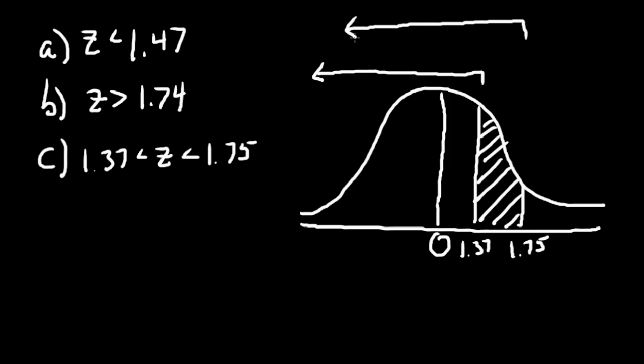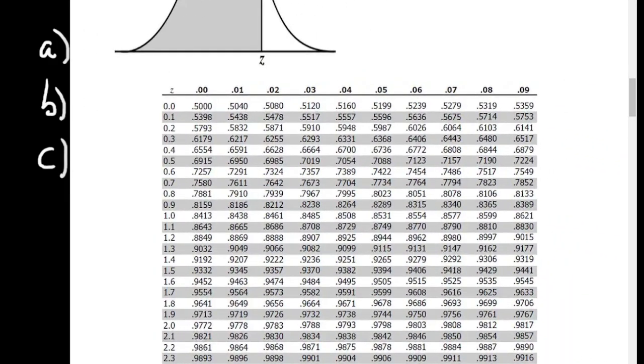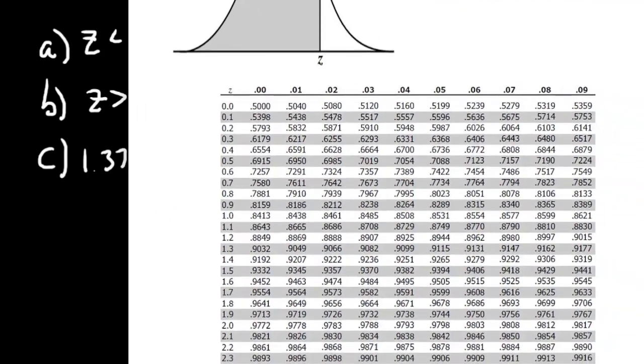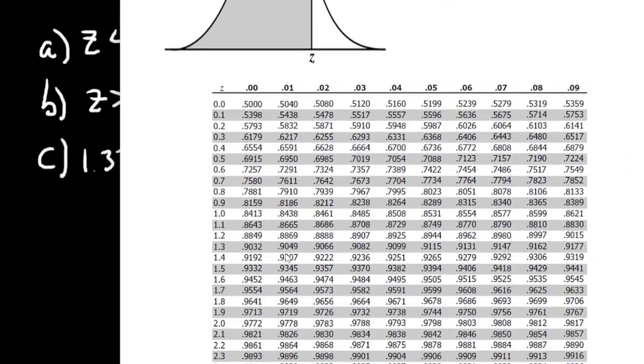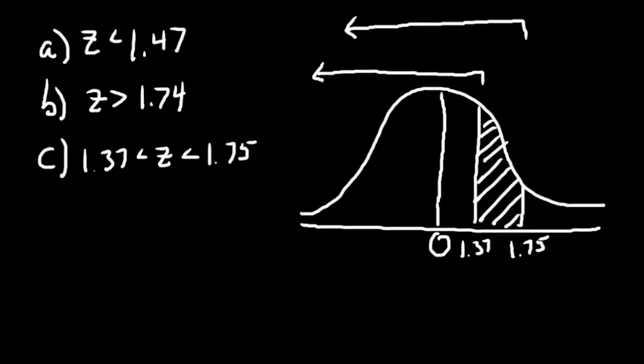Okay, so let's start out. Let's go here and grab our z-table, the handy dandy z-table, and let's look for 1.37. So 1.3, go over to column 7. That's going to be 9147, so 0.9147. So let's write that up here. 0.9147.